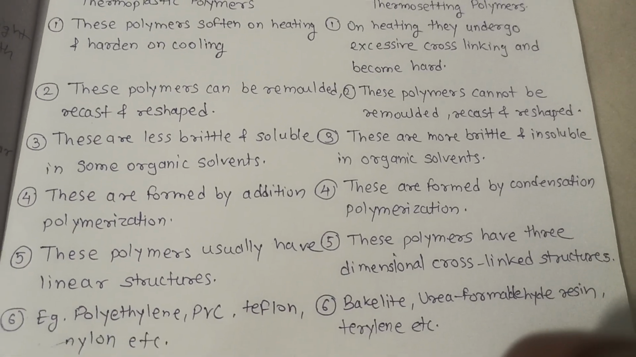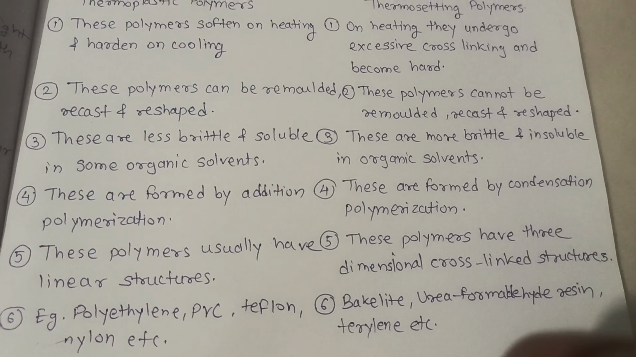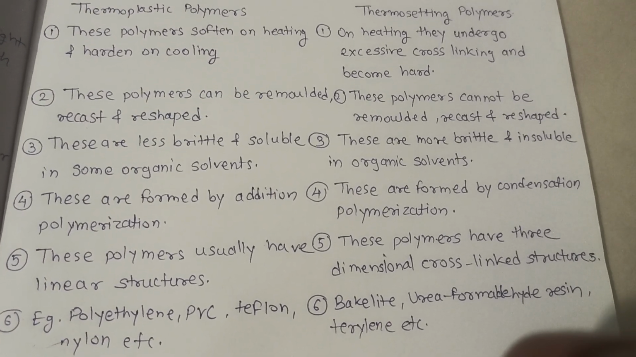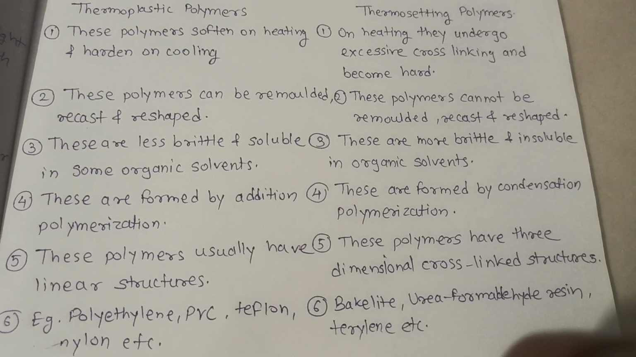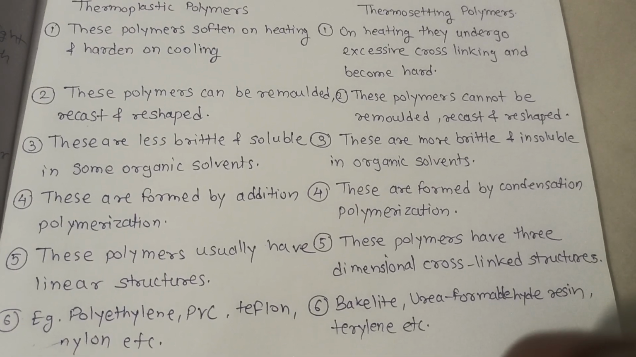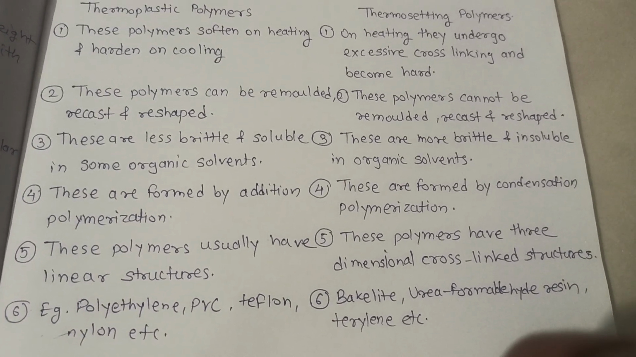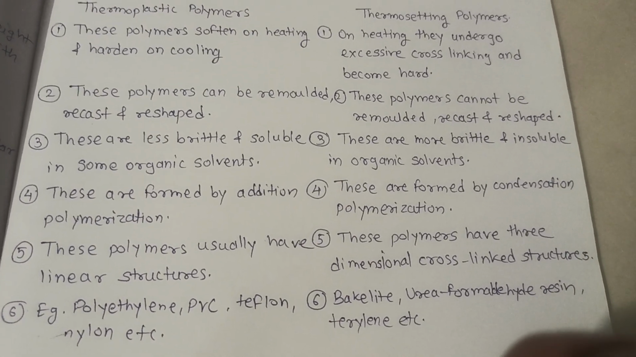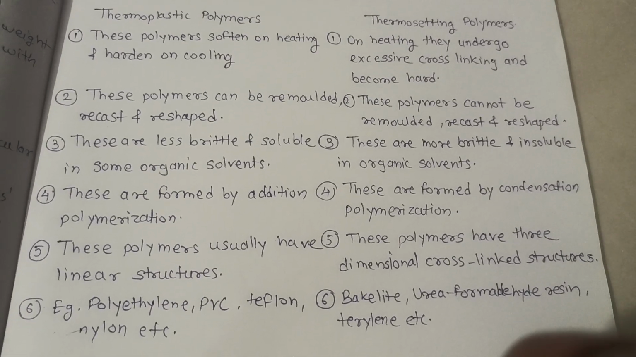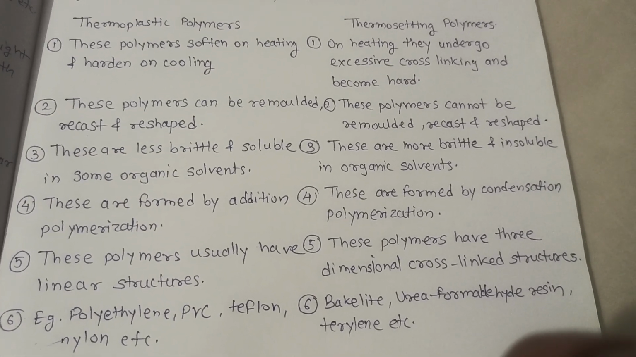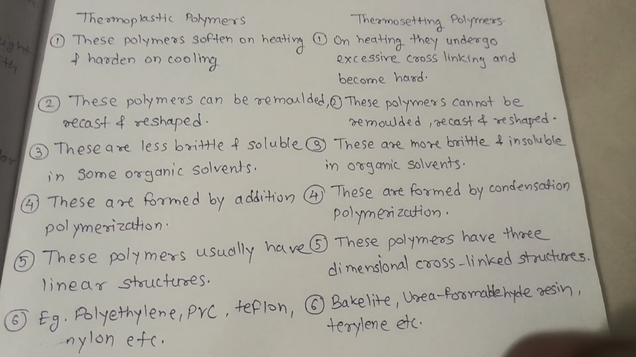Then fifth, thermoplastic polymers usually have linear structures. For thermosetting, these polymers have a three-dimensional cross-linked structure, meaning a more complex structure in the case of thermosetting polymers. Examples of thermoplastics: polyethylene, PVC, polyvinyl chloride, Teflon, nylon, etc. For thermosetting: bakelite, urea formaldehyde resin, terylene. So these are the examples.